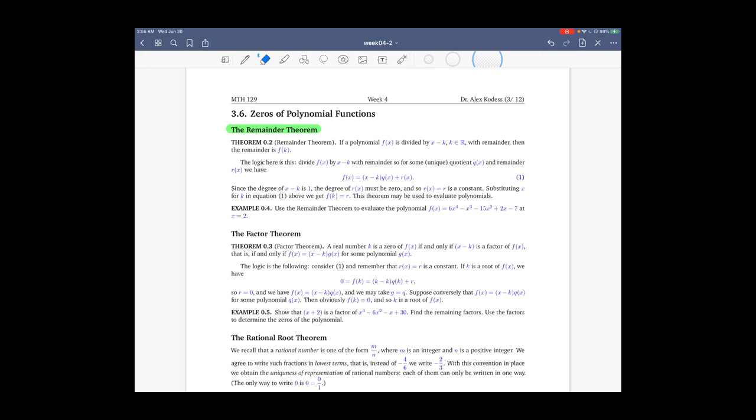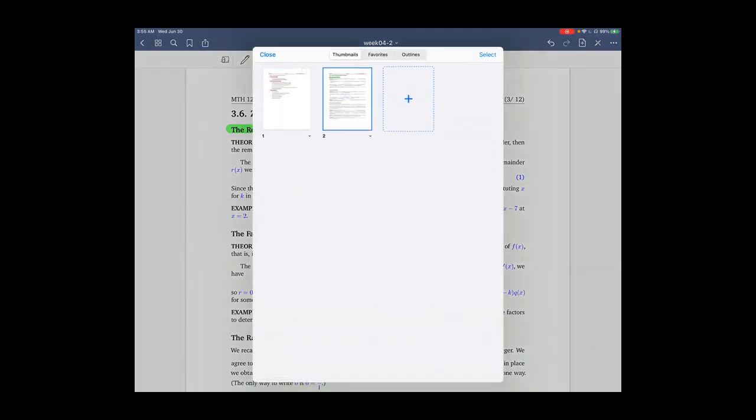This theorem may be applied to evaluate polynomials at points, because if you need to compute a polynomial at a certain point, for instance, compute the value of this polynomial at the point 2, all you really need to do is divide that polynomial by x minus 2 with remainder, and whatever the remainder is will be the value of f at 2. This is not faster than computing f at 2 directly, but it's usually easier. So let us demonstrate how this works.